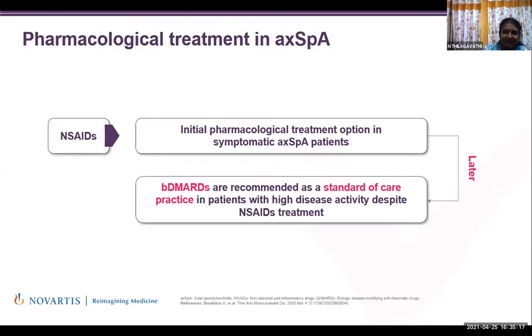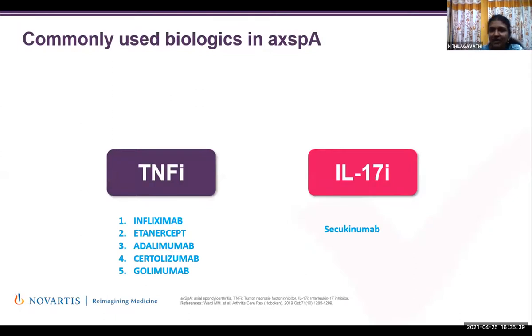The first line therapy in axial spondyloarthritis is non-steroidal anti-inflammatory drugs and physiotherapy. So this will be the first line of management. And if despite the NSAID the patient has high disease activity, the next standard of care will be biologics. The biologics approved for the treatment of axial spondyloarthritis are two groups.